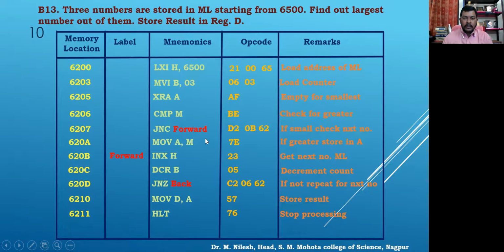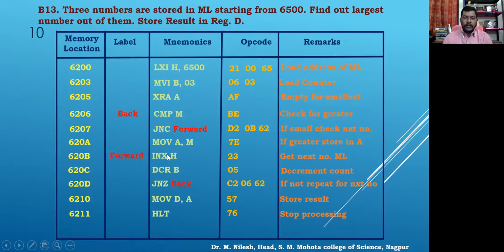So check for greater. If it is smaller, then move to this instruction. If it is greater, then store that in the accumulator. So we will be jumping over here.